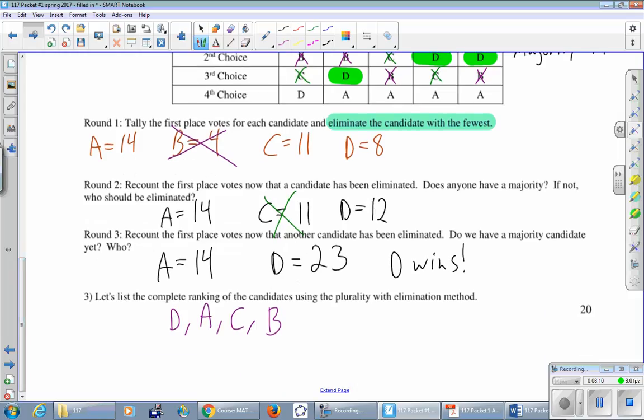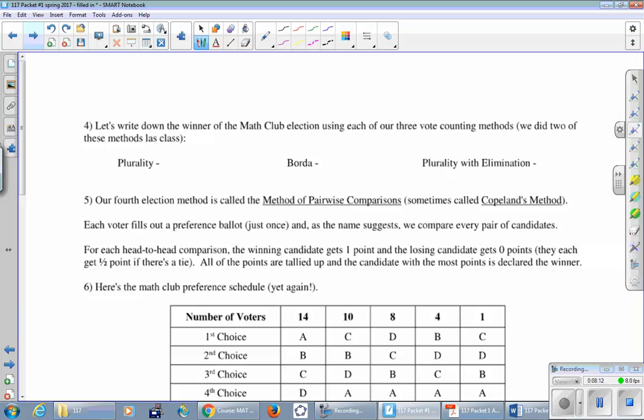Okay, next page. 4, let's write down the winner of the math club election using each of our 3 vote counting methods. We did 2 of these methods last class, so you can go check, but we discovered last class that the plurality winner was A, the Borda winner was C, and then the brand new method, the plurality with elimination, is D. Again, perhaps a frightening result that exactly the same election had 3 completely different winners depending on how we counted the votes.